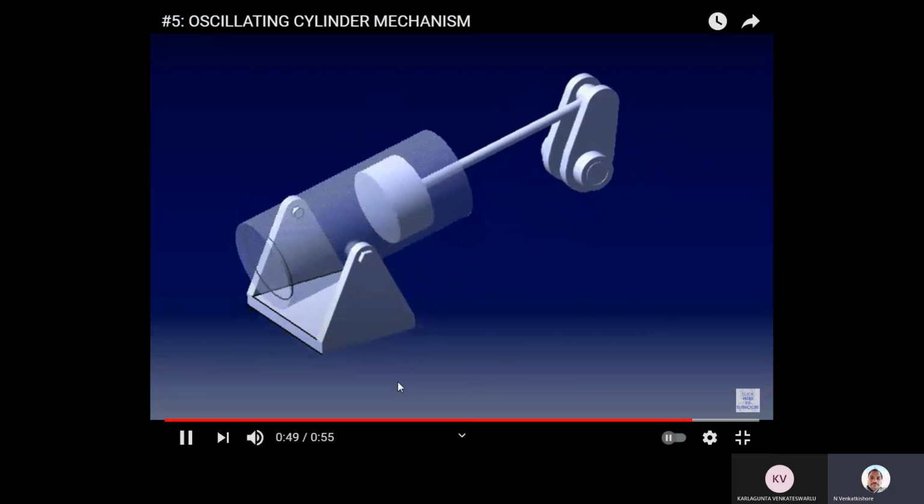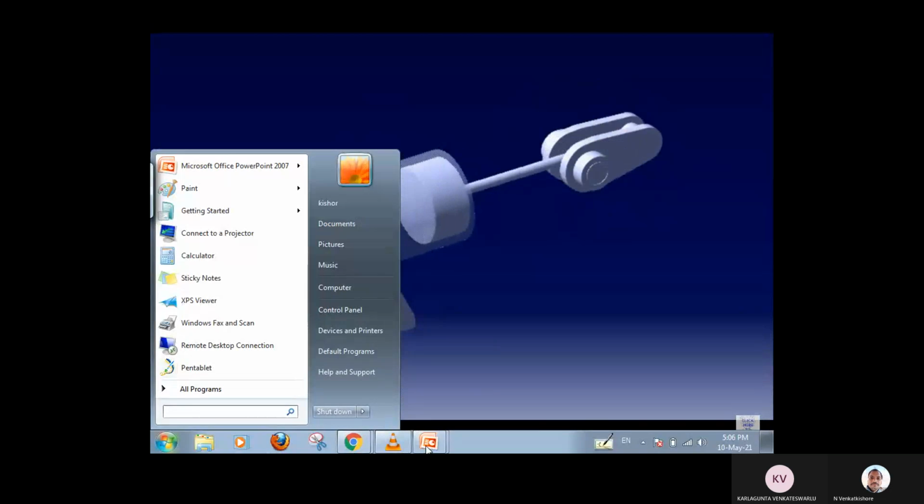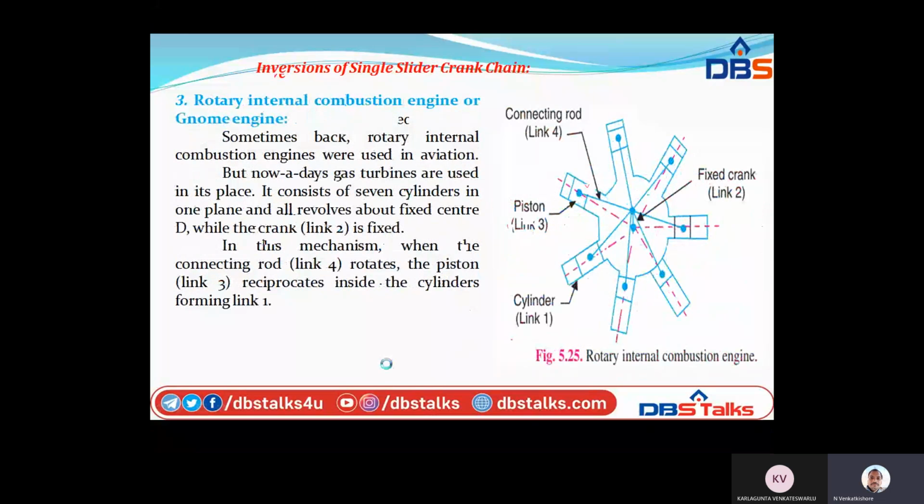Next thing is rotary internal combustion engines. In the olden days, rotary internal combustion engines were used in aviation, that means in flights. But nowadays, gas turbines are used in place of IC engines in order to achieve the highest speeds, and the fuel supply requirement is also higher. So gas turbines are very useful for giving higher energy.